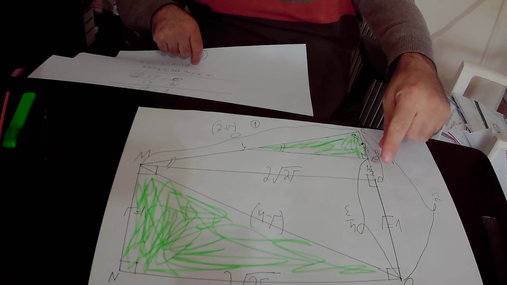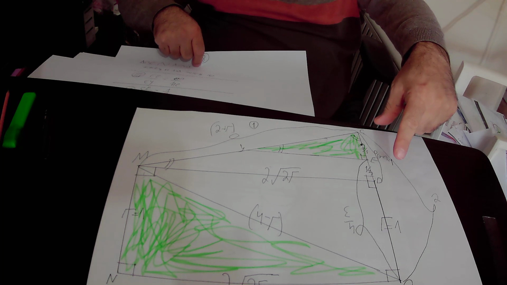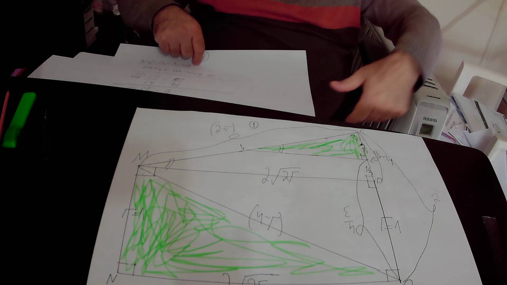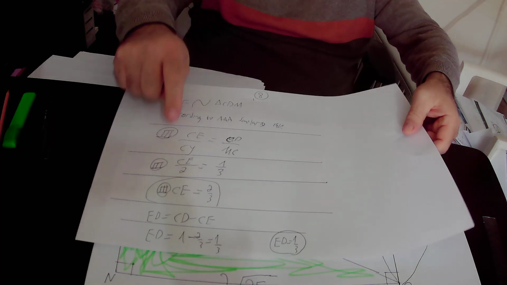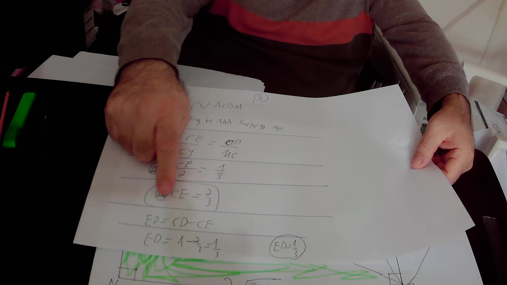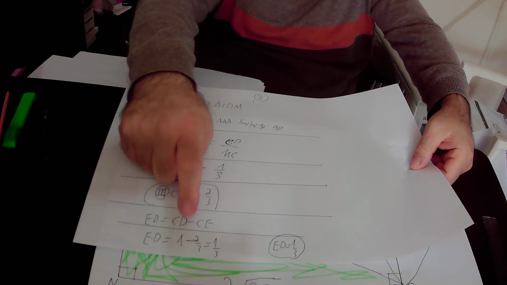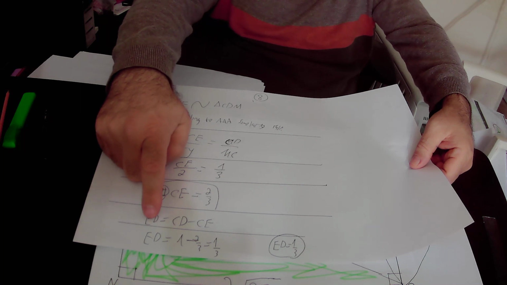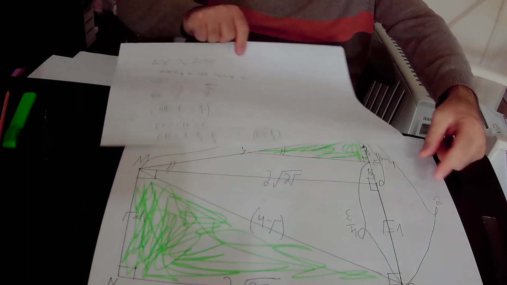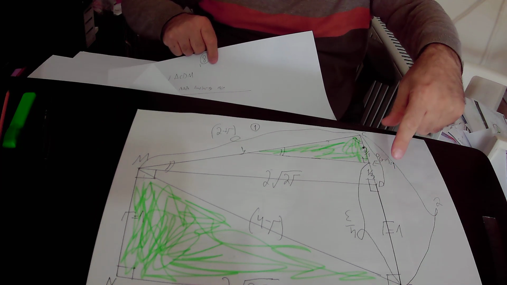And what is the value of ED? ED equals CD minus CE. We already found out that CD equals 1 and CE equals 2/3. So in total we found that ED equals 1 minus 2/3, that is a third. So we found that ED equals a third, CE equals 2/3 and CD equals 1.